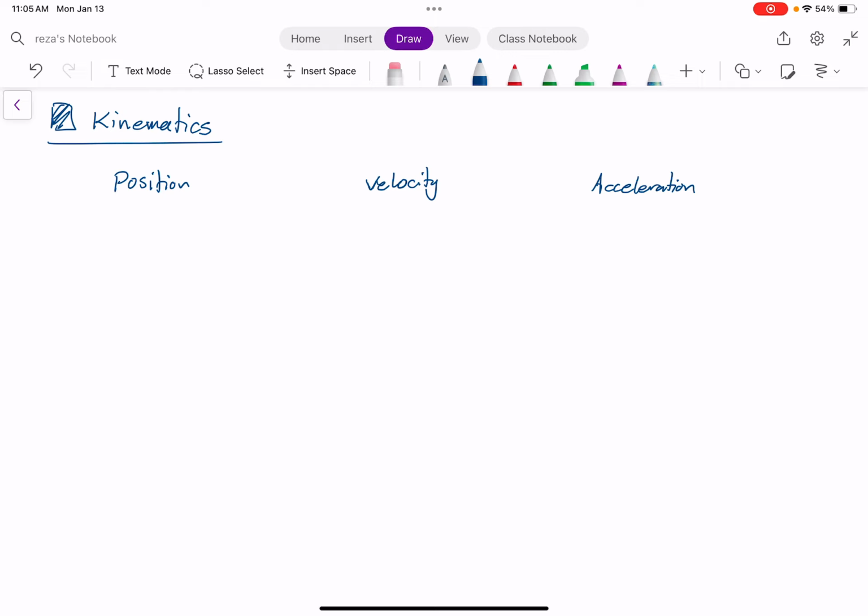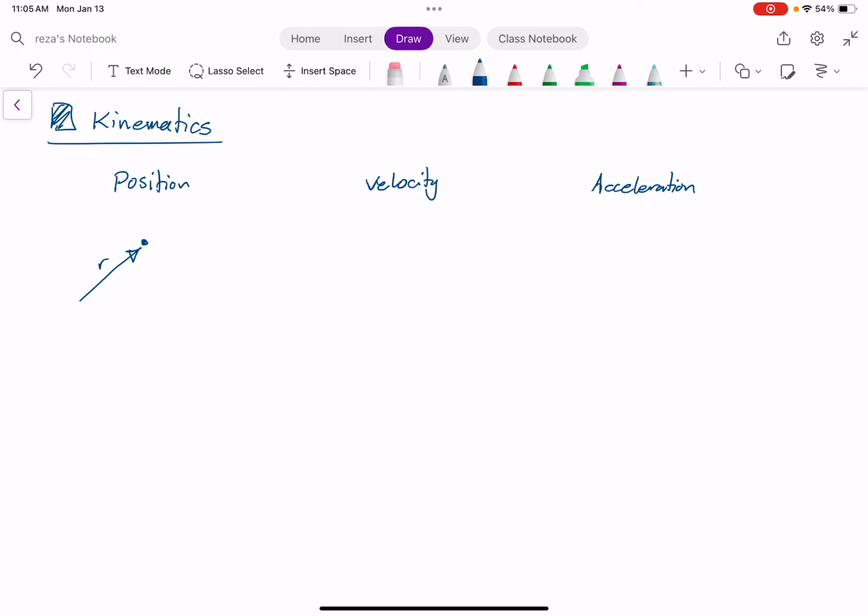So first, let's start with kinematics. We have some very basic definitions. The most basic one is position. Position, it's really not complicated. If you have a point, you point to the location of that particle and you call it position. Usually letter P or something like that, R, P, that works.